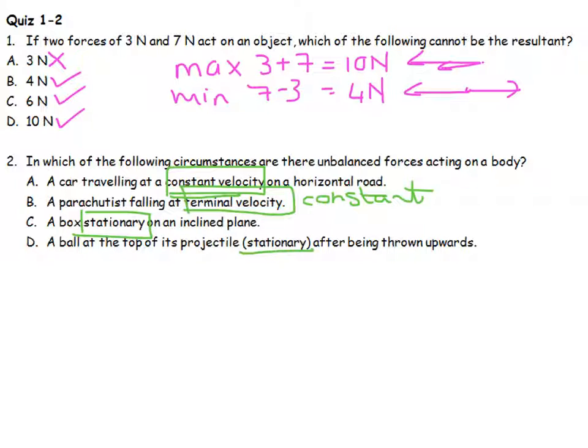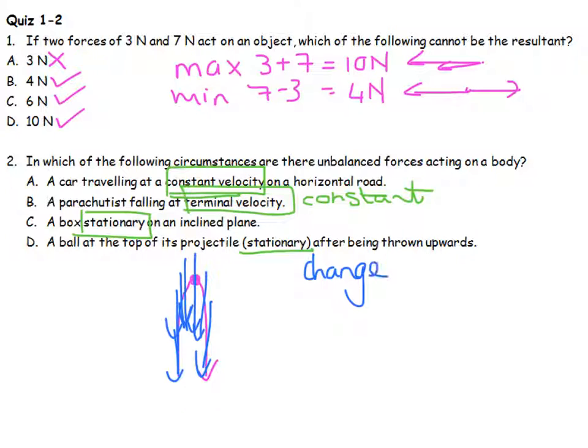A ball is at the top of its projectile, stationary, after being thrown upwards. Well, that's another stationary, but it seems to be a bit of a problem because this ball is not staying stationary. It was moving until the split second that it was stationary, and now it's going to move again. At all times while this ball is in free fall, it has a downward force of gravitational acceleration applied to it. There is a change in motion here. It is busy changing. Even though for that split second it's stationary, the ball at the top of its projectile is in the process of change, and therefore that is an unbalanced force that is acting on the object. So D is your correct answer.